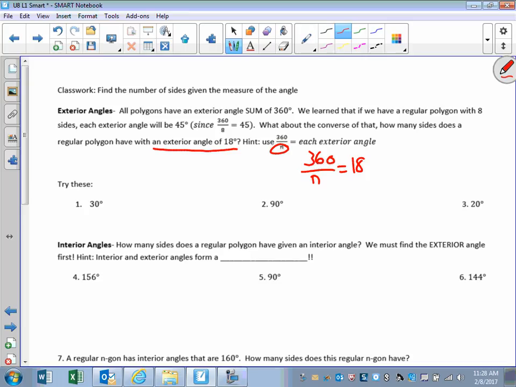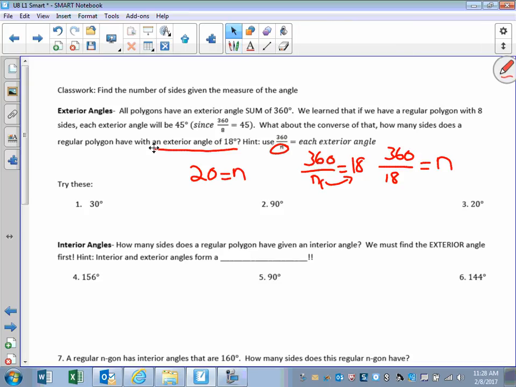When you have a variable on the bottom of a division problem, what's going to end up happening is that these switch. So you have 360 divided by 18 equals n. So this is actually going to be a 20-sided shape. So 20 equals n. And that's how you find the number of sides given an exterior angle.